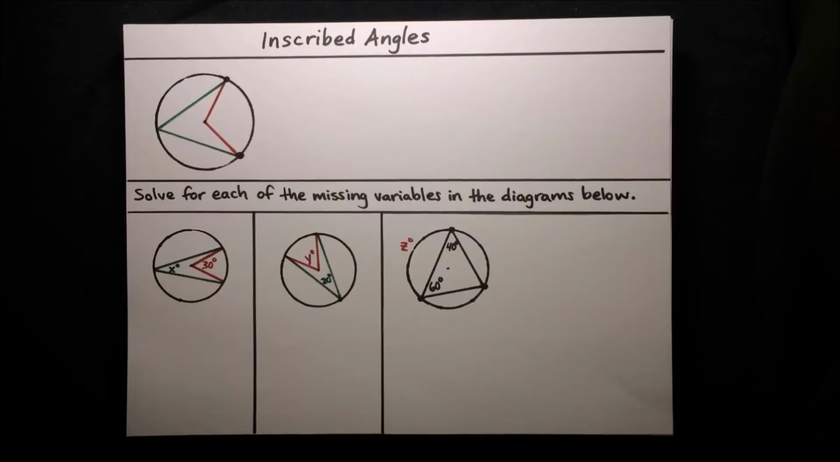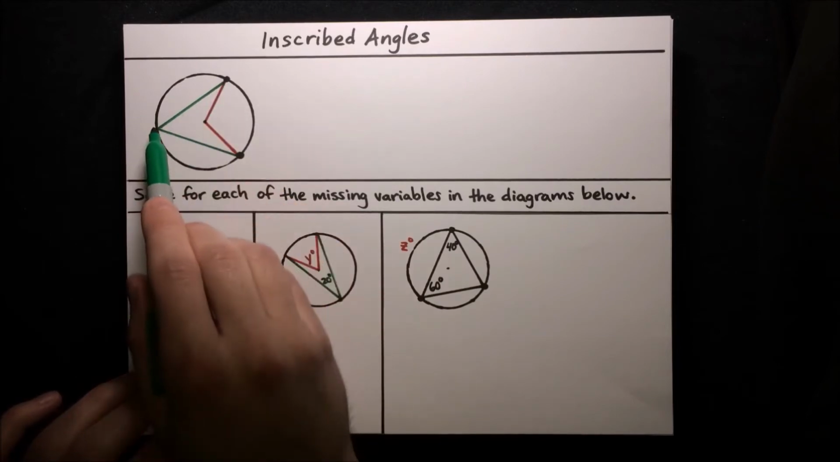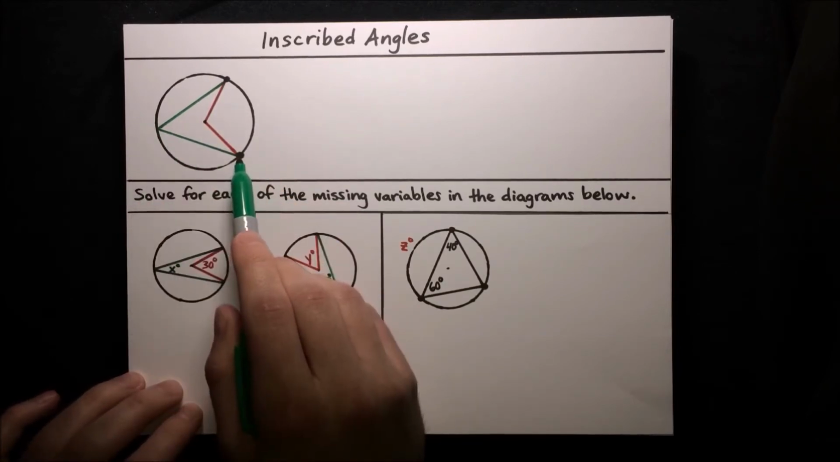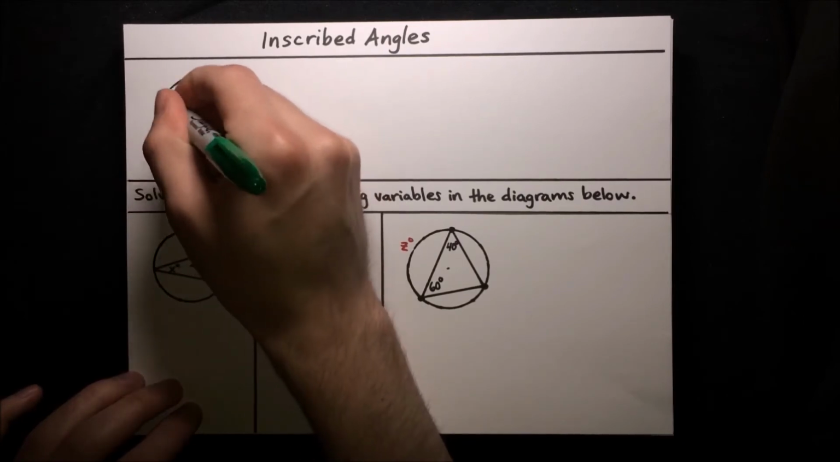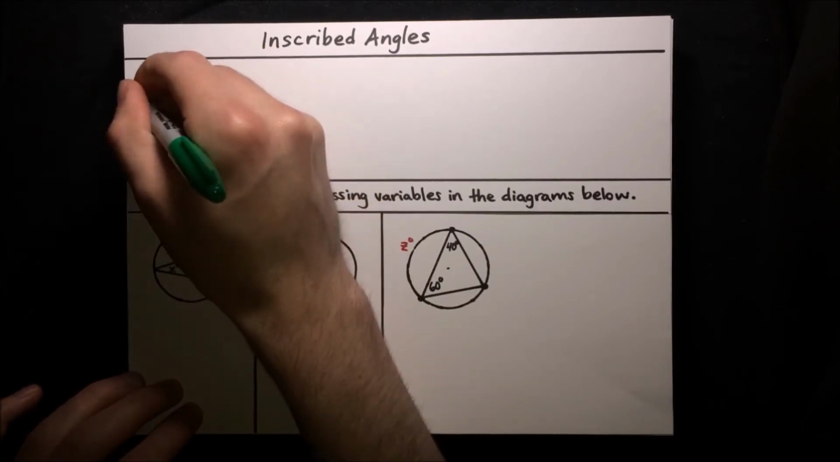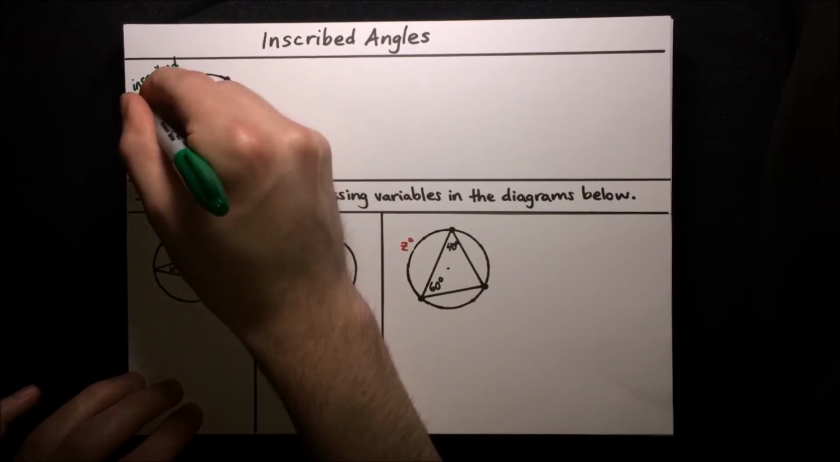In this video, we're going to learn about inscribed angles. An inscribed angle is an angle that is composed of 3 points on a circle, like this angle in green here. It's an inscribed angle because this point, and that point are all on the circle. So let's go ahead and label that angle, and we call it an inscribed angle.